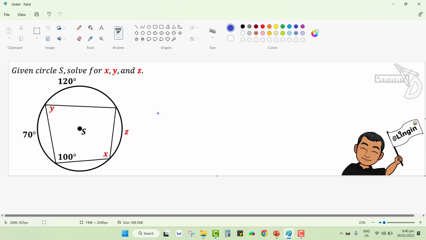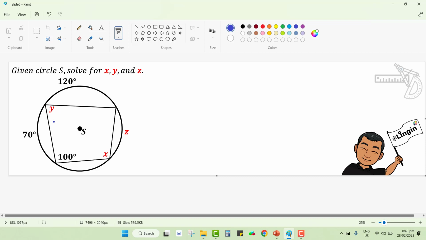Whenever we have an inscribed quadrilateral, the unique relationship that we could draw for the interior angles of a quadrilateral inscribed in a circle is that the opposite angles are supplementary. I'm talking about the measurements of angle x here and angle y. Since they are the opposite angles of this inscribed quadrilateral inside circle S, the measurement of angle x is a supplement to the measurement of angle y and vice versa.